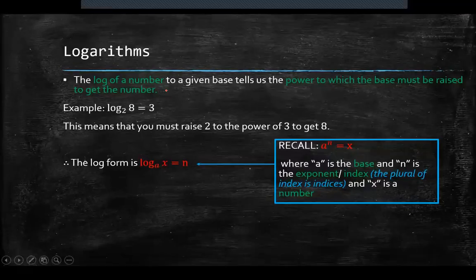So we said that the log of a number to a given base tells us the power to which the base must be raised to get the number, right? So if I have log of 8 to the base 2 is equal to 3, in English, without all the math symbols, that means I need to raise 2 to the power of 3 to get 8, right? So that's what finding the log of a number means. We did all that already.